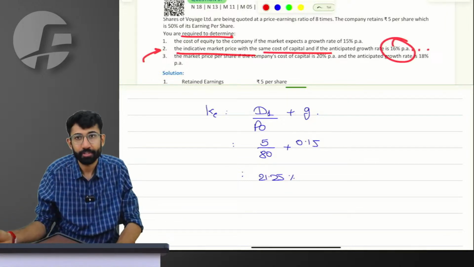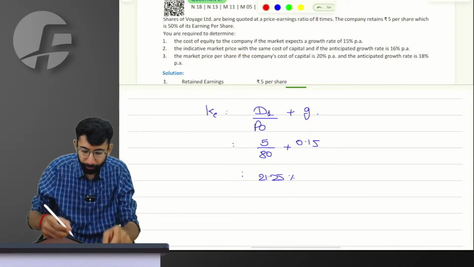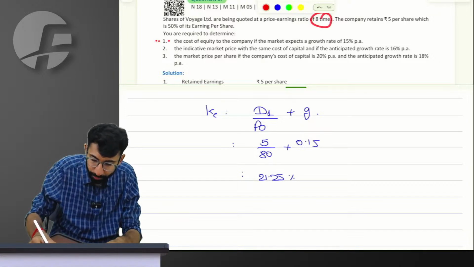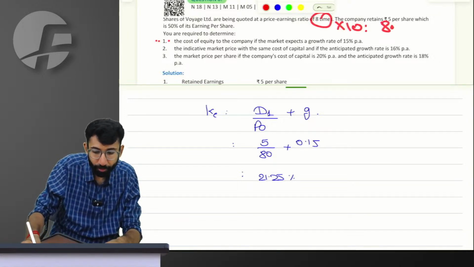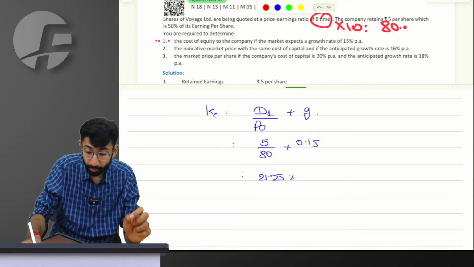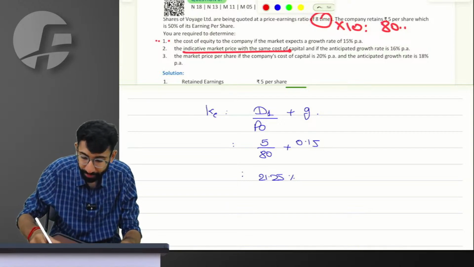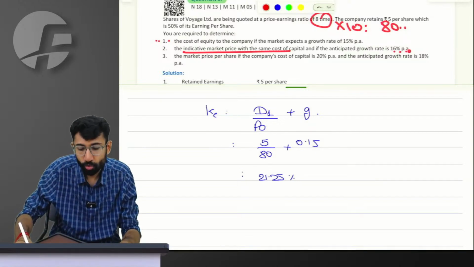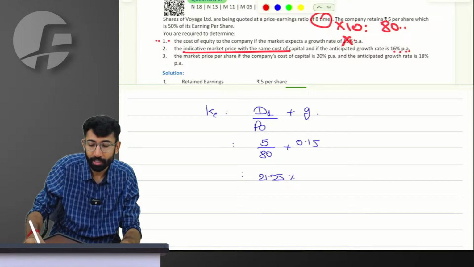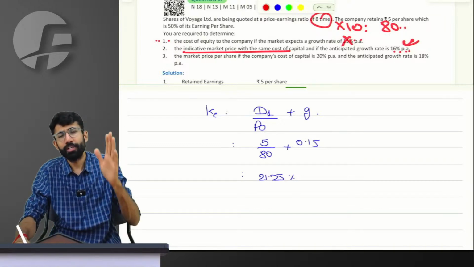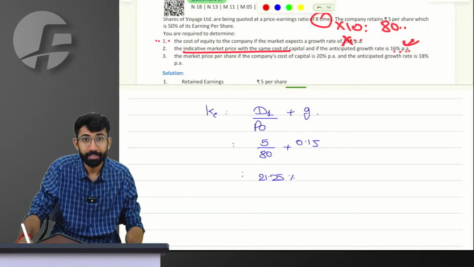rate is 16%. Sir, in the first part, they have given you this price. Basically, P0 into 10, that price they have given. In the next part, they are saying that if the growth rate changes to 16%, rather than 15%, if the growth rate changes to 16, will the price change?